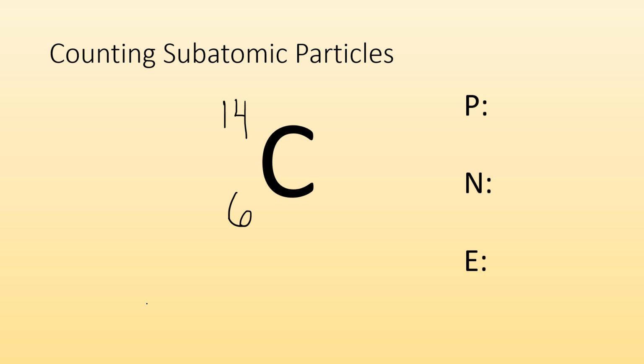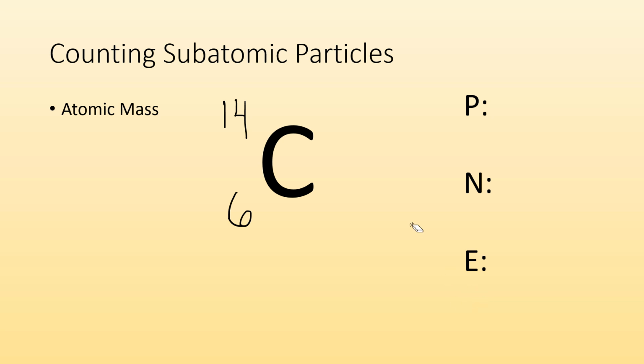So counting subatomic particles, how do we know how many of each there are? Right here I have an isotope of carbon. The number on top, that 14, is the atomic mass. Now where does the mass of an atom come from? Well, we know that there's protons, there's neutrons, and there's electrons. Now remember, electrons are so tiny that we say their mass is 0, neutrons have a mass of 1, and protons have a mass of 1.